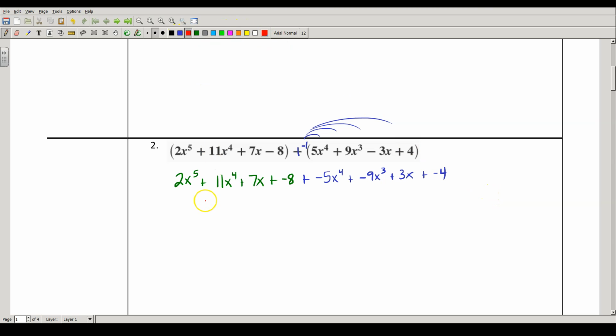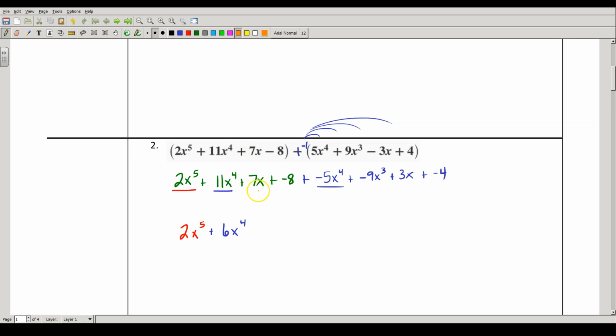I'm just going to add my like terms. So this time I'm not going to rewrite it. I'm simply going to look at what my like terms are and just add them. So I have 2x to the 5th. There is nothing that combines with 2x to the 5th, so that's just going to stay as my answer. Then let's look at the x to the 4th. So I have 11x to the 4th, and I also have -5x to the 4th, and I'm adding those together. If I add those, I get 6x to the 4th, so plus 6x to the 4th.